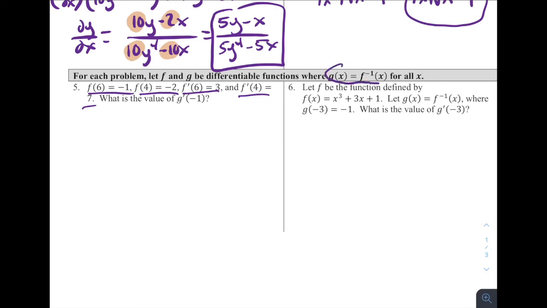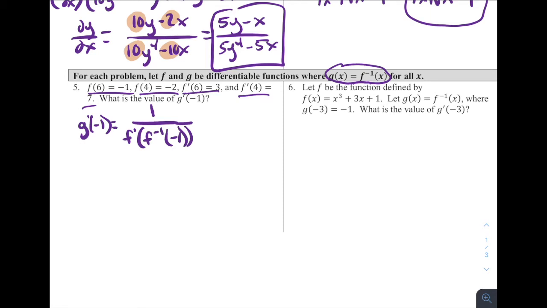Since g of x is equal to the inverse of f of x, we know that our derivative rule here is that g prime of x is going to be equal to 1 over f prime of f inverse of x. And in this case, if we're trying to find the derivative at -1, that's going to be written like this: 1 over f prime of f inverse of -1. So how do we find f inverse of -1?